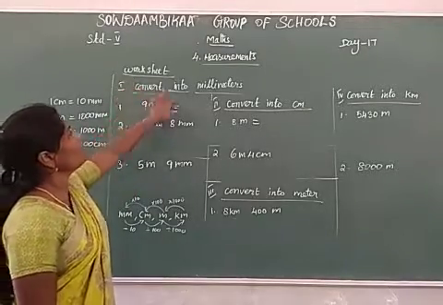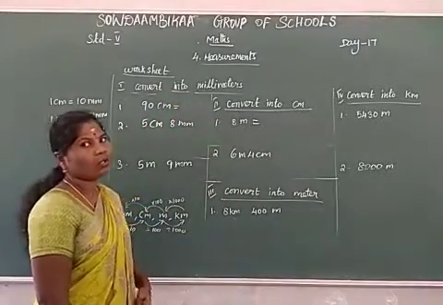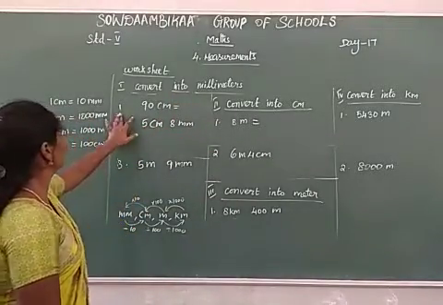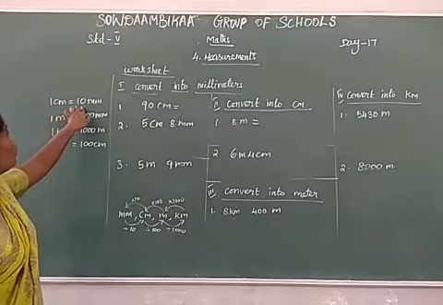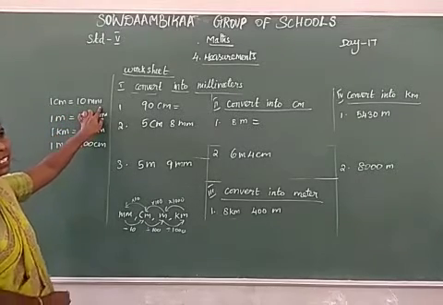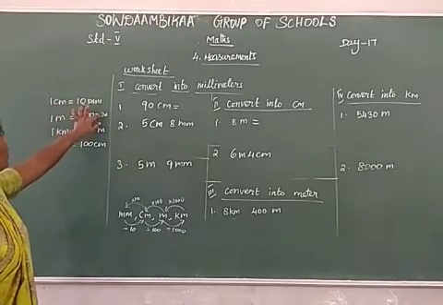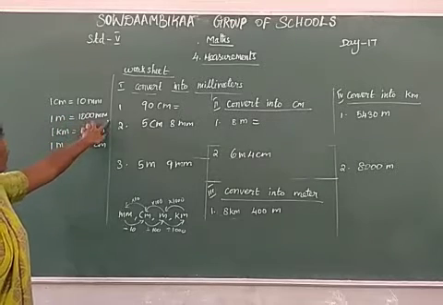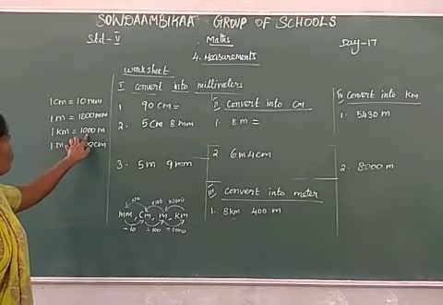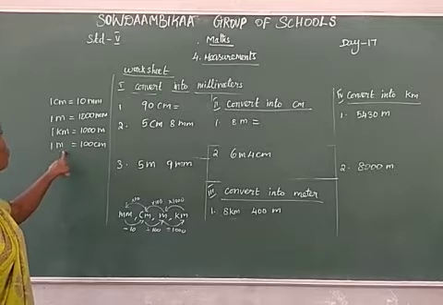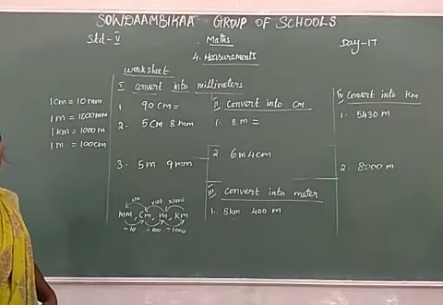First, convert into millimeters. Okay, the first one. 1 centimeter is equal to 10 millimeter. We already saw this in the last class. 1 meter is equal to 1000 millimeter. 1 kilometer is equal to 1000 meter. 1 meter is equal to 100 centimeter.